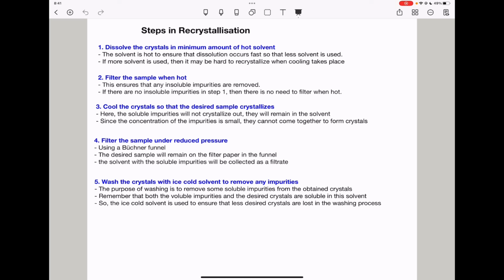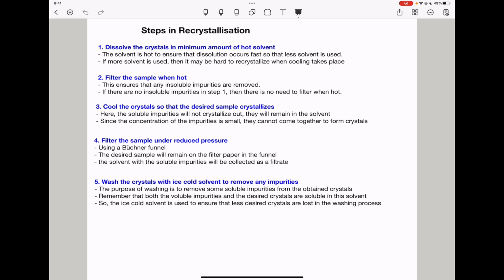Step 4, we filter the sample under reduced pressure. You do this using a Buchner flask and a funnel. Ensure you fully know how to draw this because sometimes they can ask you to draw and show the apparatus used. The desired sample will remain on the filter paper in the funnel. The solvent as well as the soluble impurities will go through and be collected as the filtrate.